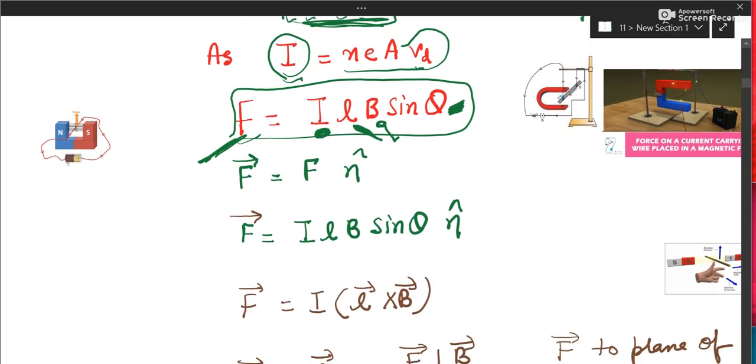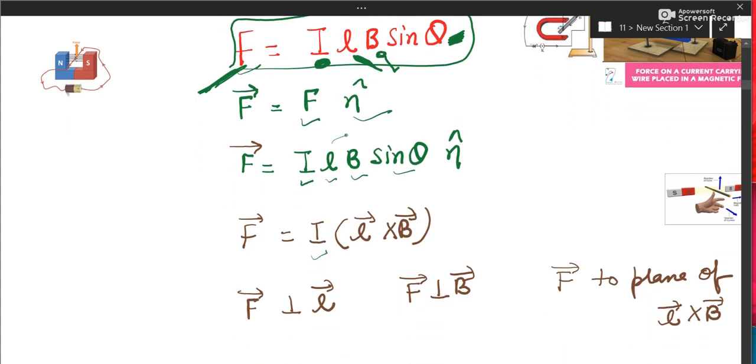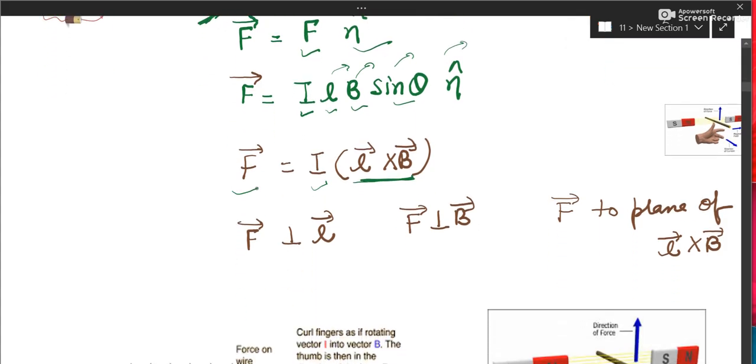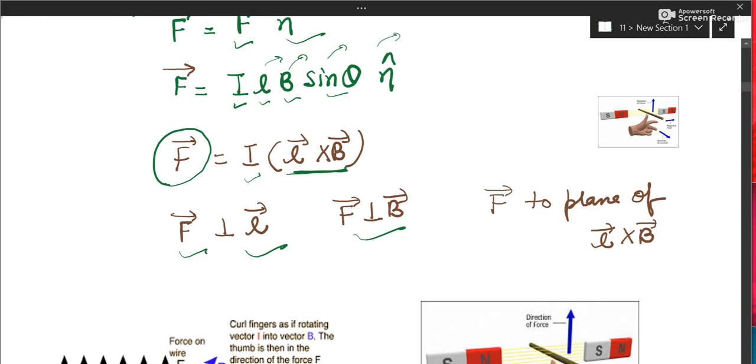Okay. In vector form, it can be written as magnitude into unit vector. So substitute the magnitude: I, L, B sine theta. Now I is a scalar and it is A, B sine theta into unit vector. So this is A cross B. So this is in vector form. Whenever we know that a cross product comes, we can write this. This is perpendicular to the first vector, perpendicular to the second vector, to the plane of second cross third.